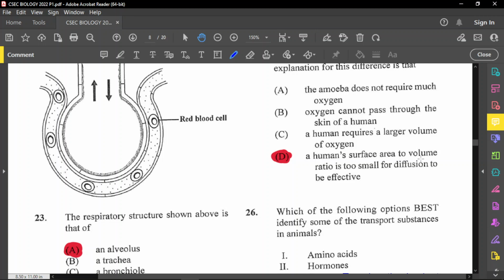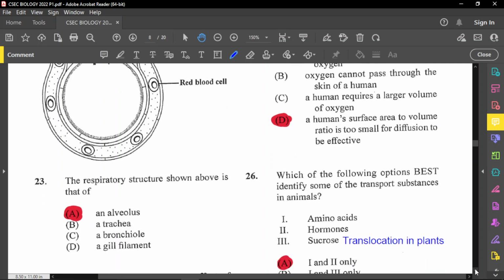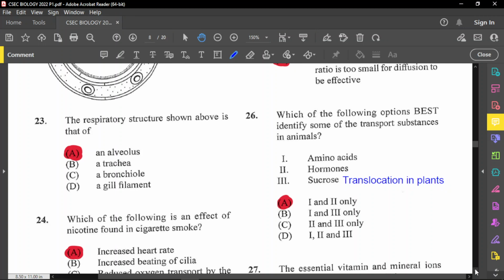So gases will flow easier through tubes to supply us with our optimal amount of oxygen, right? All right, 26. Because we have 60 questions, I want to run through real quick.